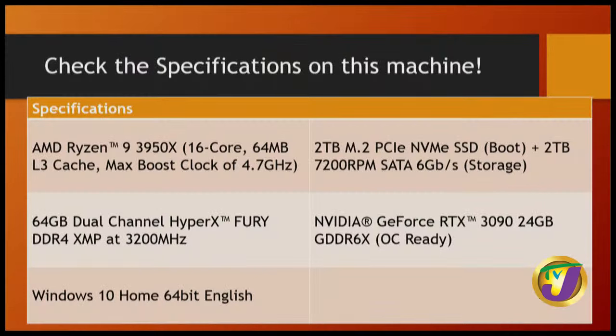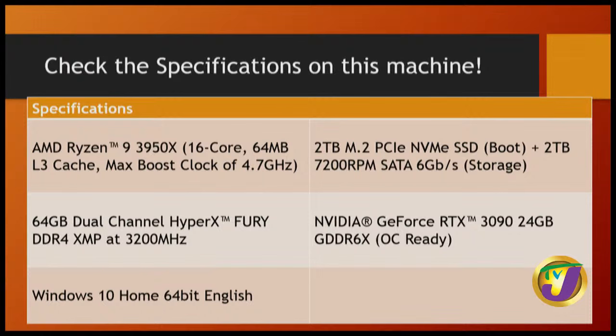We're seeing AMD Ryzen 9 3950X. This is a whole heap. 16 core, 64 megabyte L3 cache, max boost clock 4.7 gigahertz. Then we're seeing another piece of specification: 64 gigabyte dual channel HyperX Fury DDR4 XMP at 3200 megahertz. Now that is a mouthful, I can understand, but then there is something that comes now that is much more familiar: Windows 10 Home 64-bit English. That already we can possibly recognize. Everybody knows Windows. Well, almost everybody.